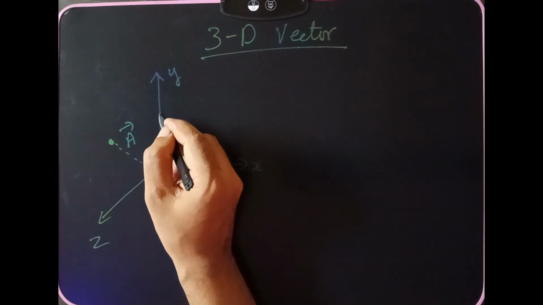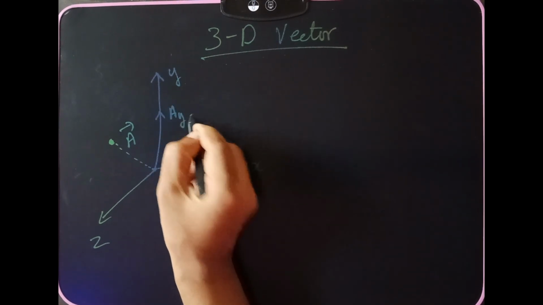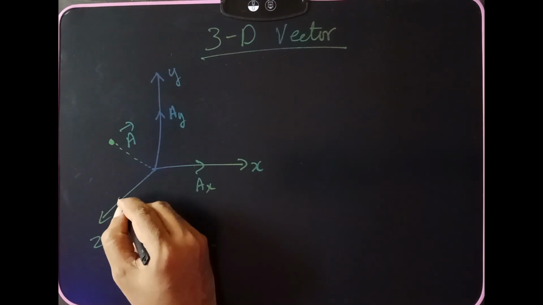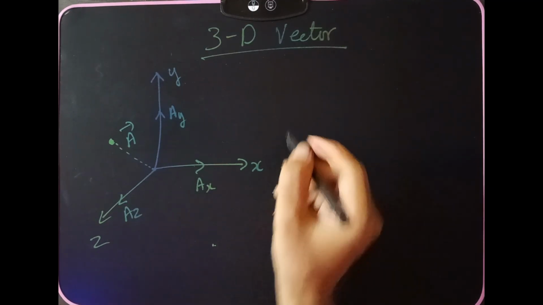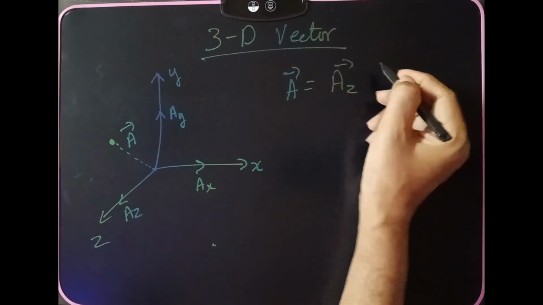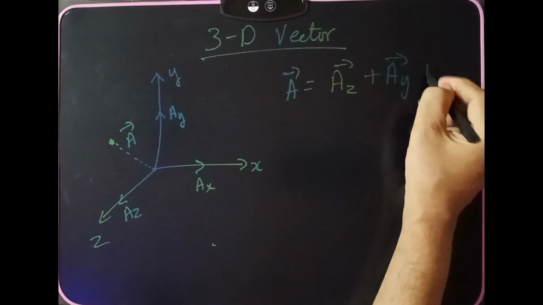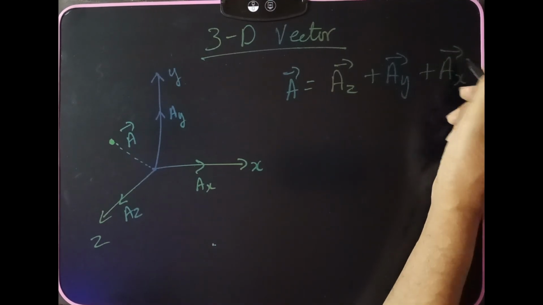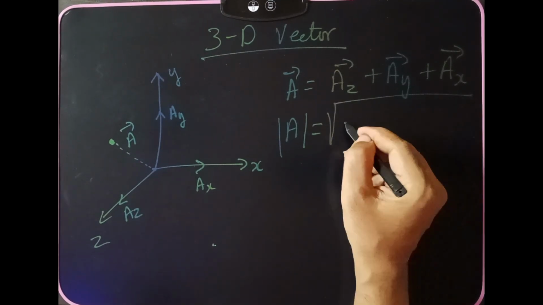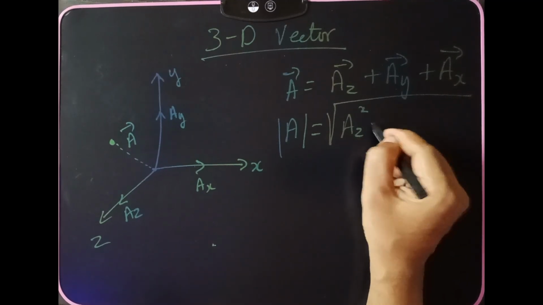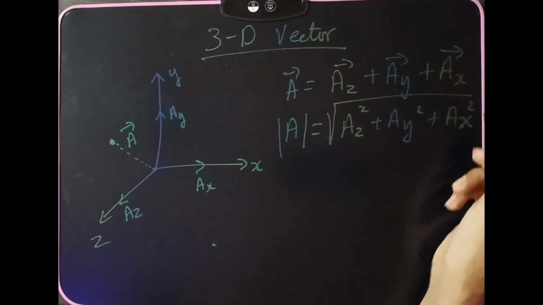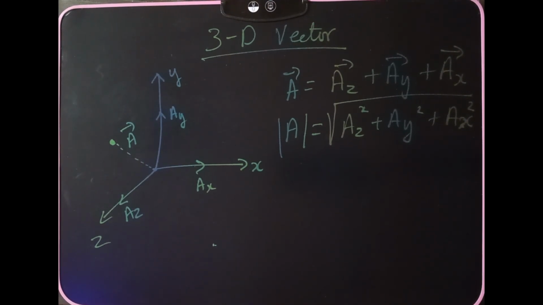So the component of A along y will be called ay, along x will be ax, and along z will be called az. So A can be written as az plus ay plus ax vector. Here the magnitude of the vector will be written as the square root of az square plus ay square plus ax square. This is how you are supposed to represent the magnitude.